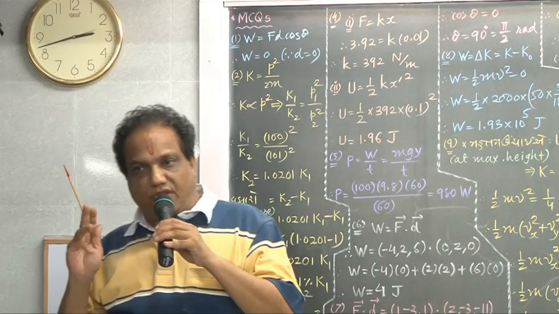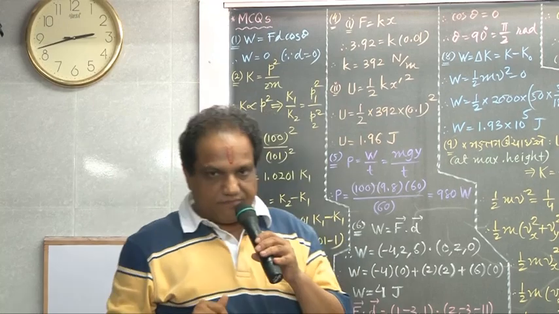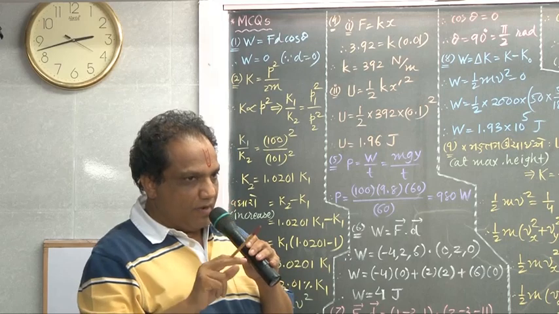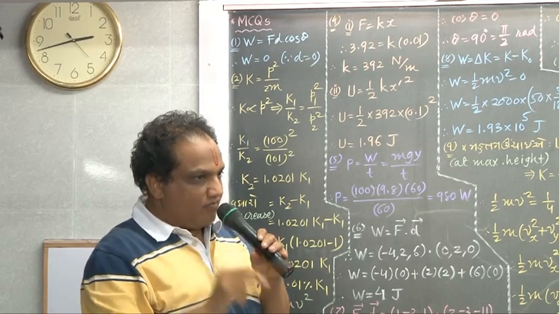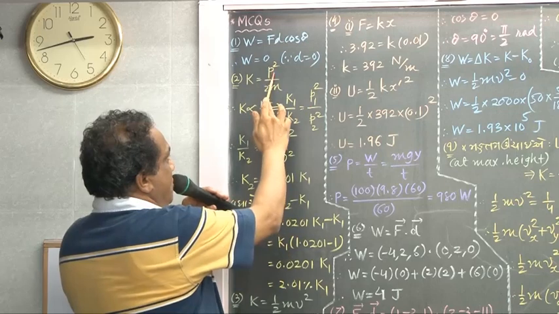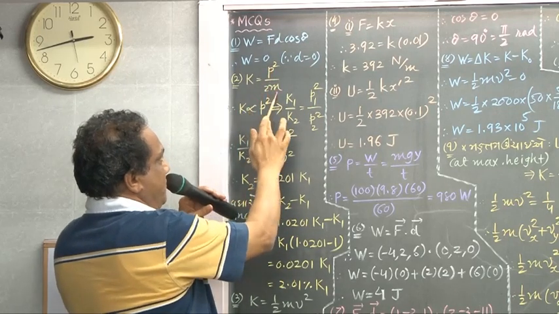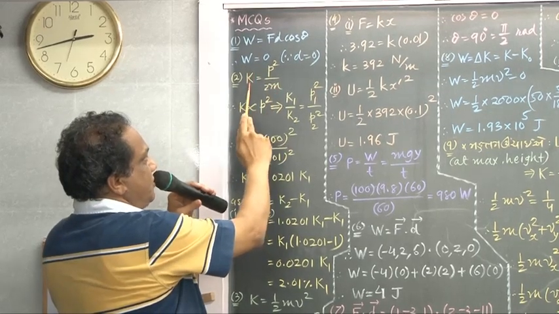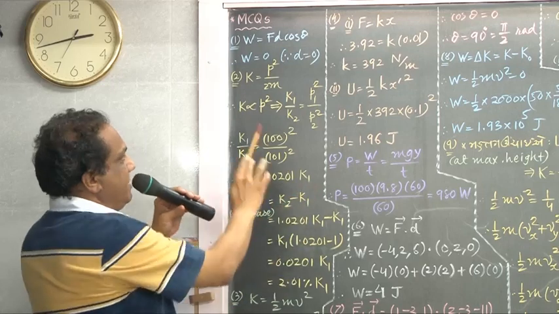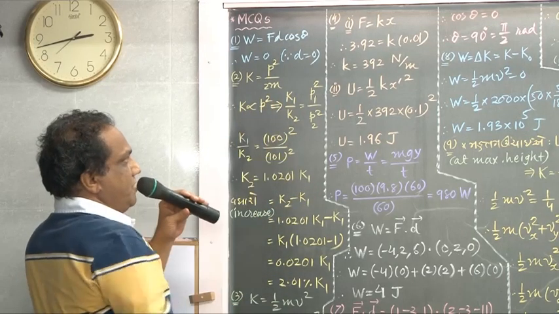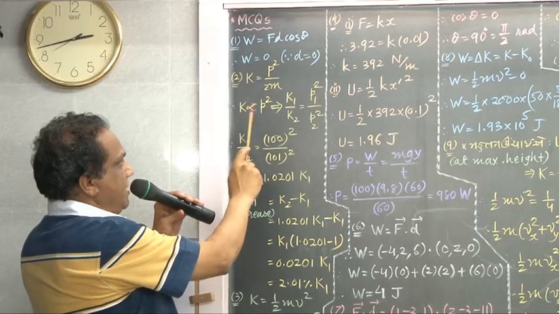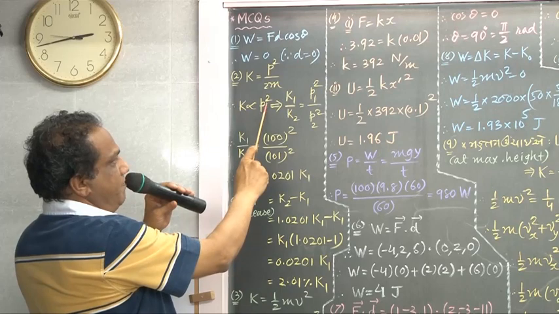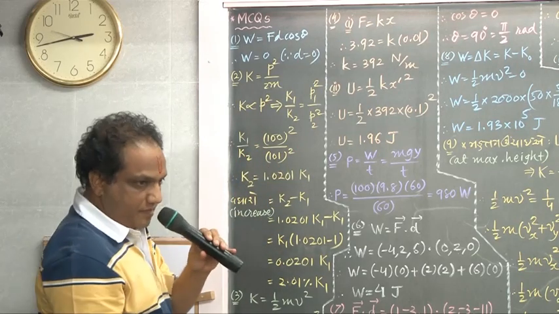We had learned 3 formulas for kinetic energy. First was half mv square, second formula was 1 by 2 pv, and third formula was p square upon 2m. K equals p square upon 2m. For a given body, mass is constant. So the relation between K and P, you can write K proportional to P square. Direct proportionality, then one to one. So here I can write K1 upon K2 equals P1 square upon P2 square.